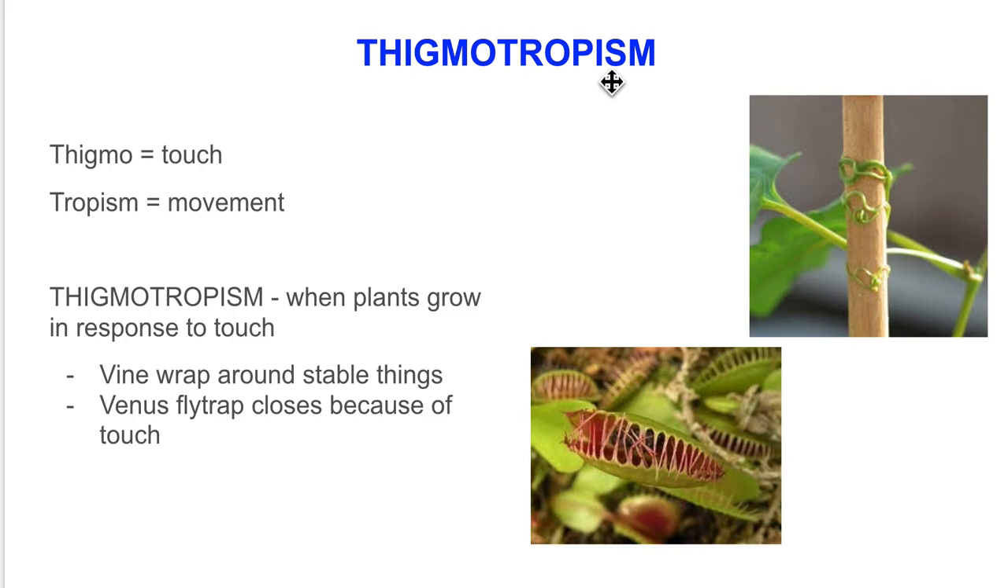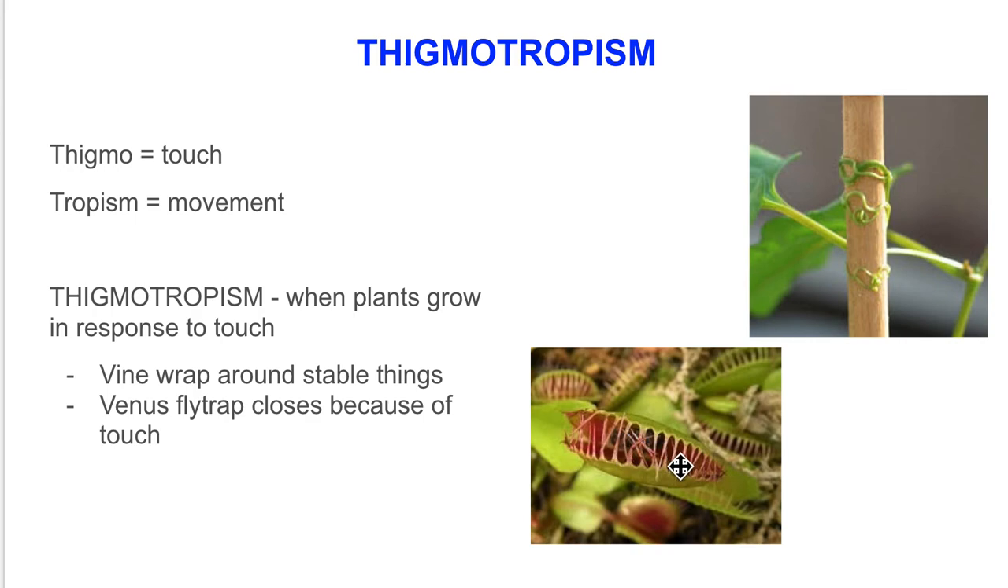So a couple examples that you might have seen would be like vines. So these little things on vines are called tendrils. Once it touches something nice and firm or solid, it'll start growing around it to give it some support or stability. And that's thigmotropism. It's responding to the touch of that little branch or the fence that it's growing on, something like that.